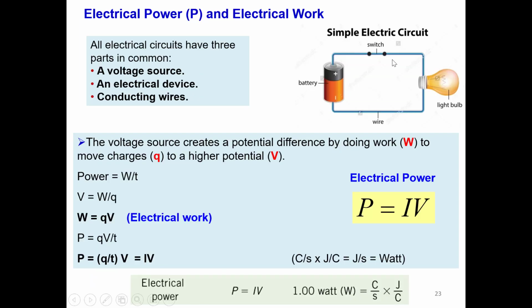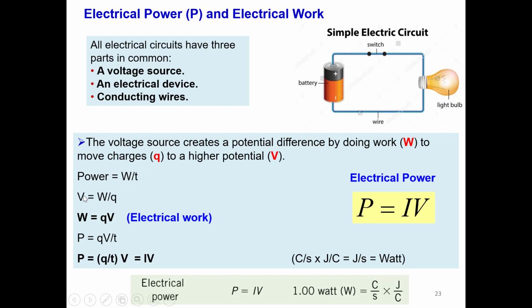Now let's define electrical power and electrical work. We already mentioned that any simple circuit has three parts: a voltage source that can be a battery, an electrical device in which the work is done that can be a bulb, and conducting wires. We want to calculate the electrical power developed by the voltage source. We know the power is defined as how much work can be done in unit time. This is the work per unit time.